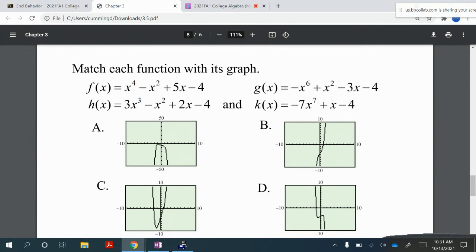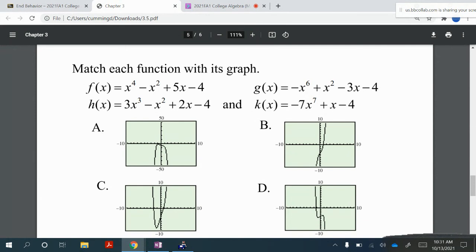If we take a look at the h of x equation, notice that it has a cube as its dominating term, right, which is an odd power. The leading coefficient is positive, so this would form that S shape, right? It would fall to the left and rise to the right. So the h of x graph would be B.